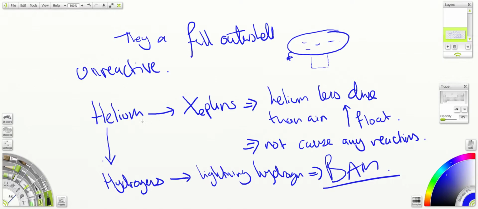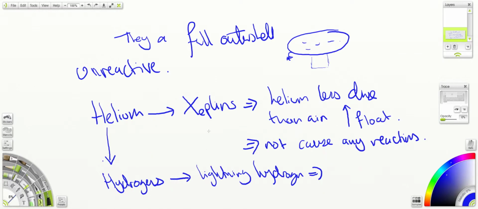So why do we use helium? Because number one, it's less dense than air. Hydrogen is also less dense than air. However, helium is not reactive because it's got a full outer shell. Therefore, there's not going to be any explosion. If hydrogen is very reactive, it's going to cause an explosion.